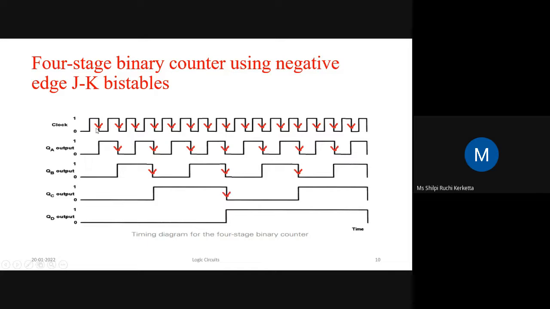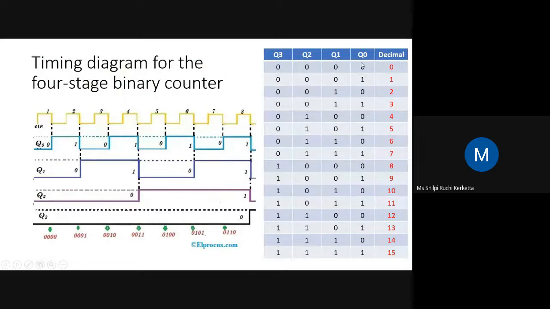This is the timing diagram which I explained. Here we give the first clock. Initially we set everything to 0: QA, QB, QC, QD. With the first negative edge triggering, this JK will toggle and become 1. With the second negative edge triggering, it will toggle again and go to 0. So this is how we get 0, 1, 0, 1, 0, 1 like this.